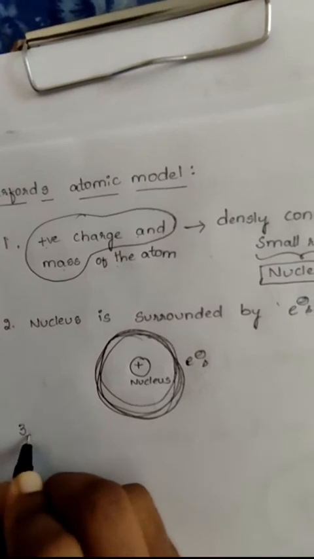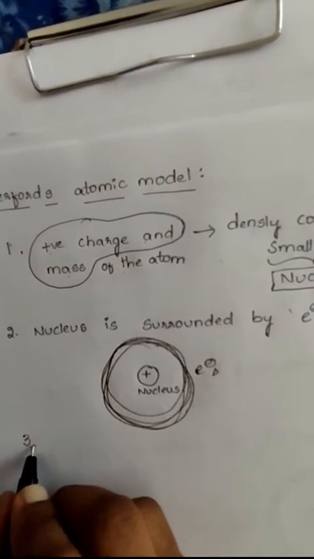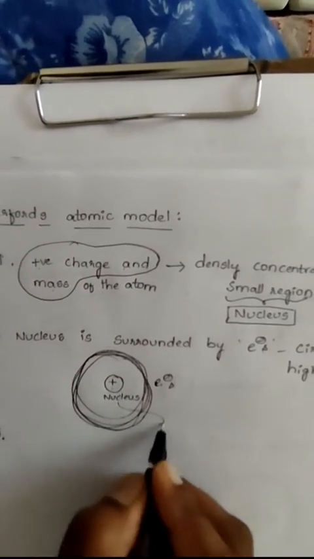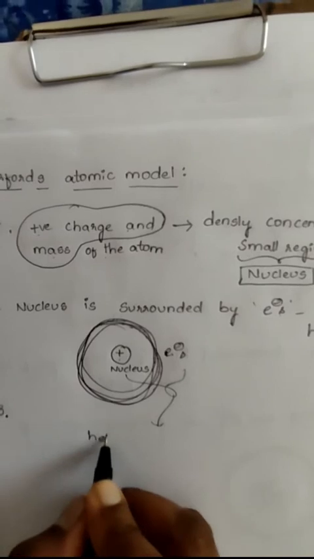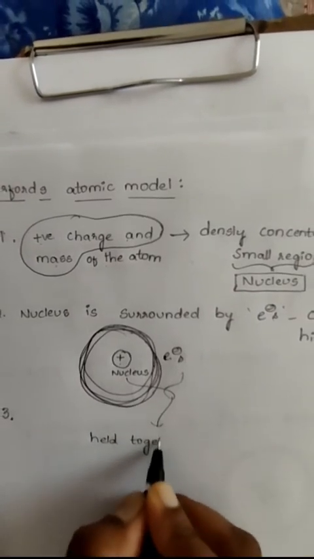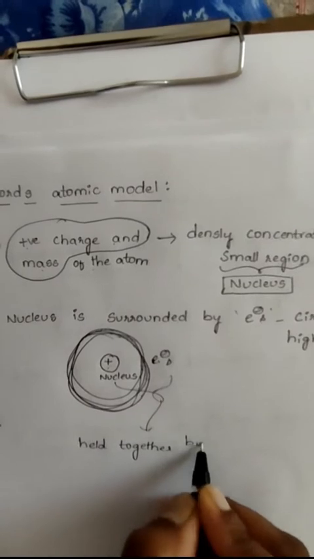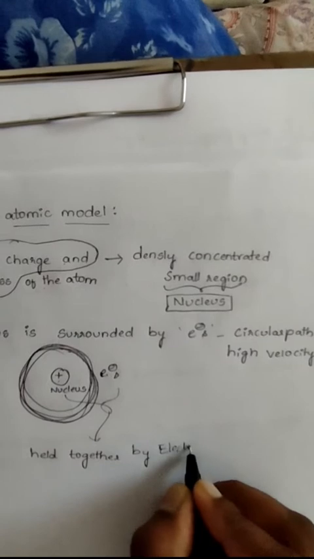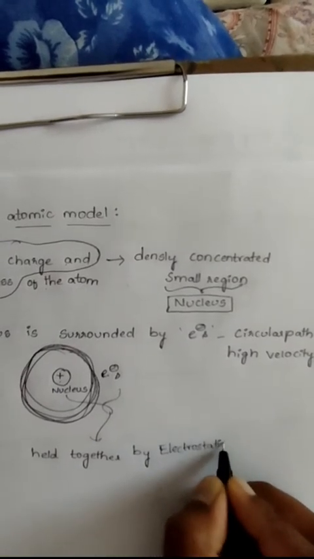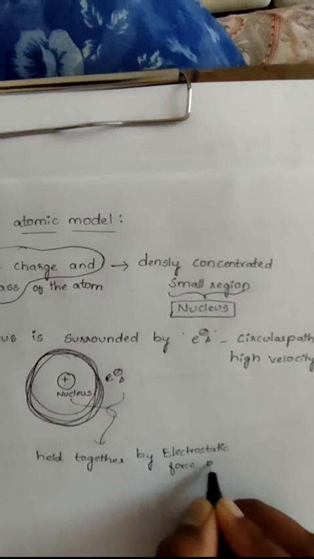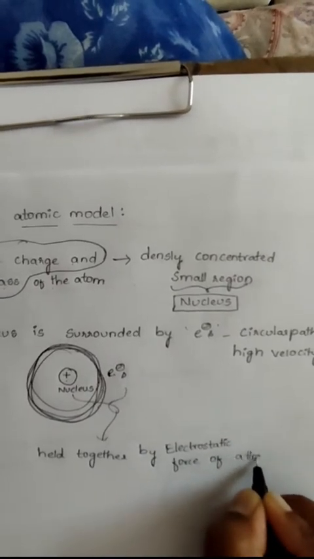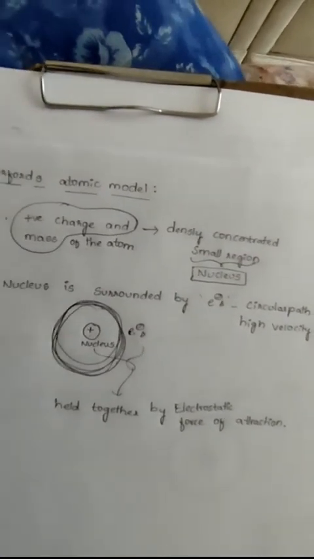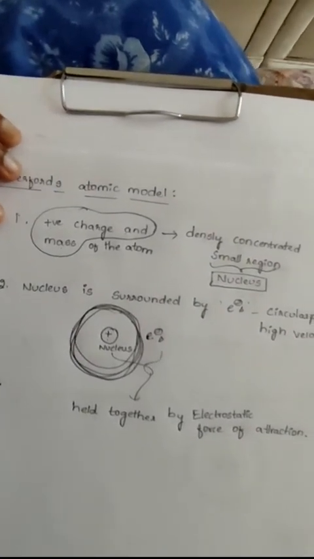And then in this model he also stated that electrons and nucleus are held together by electrostatic force of attraction. This is Rutherford's atomic model.